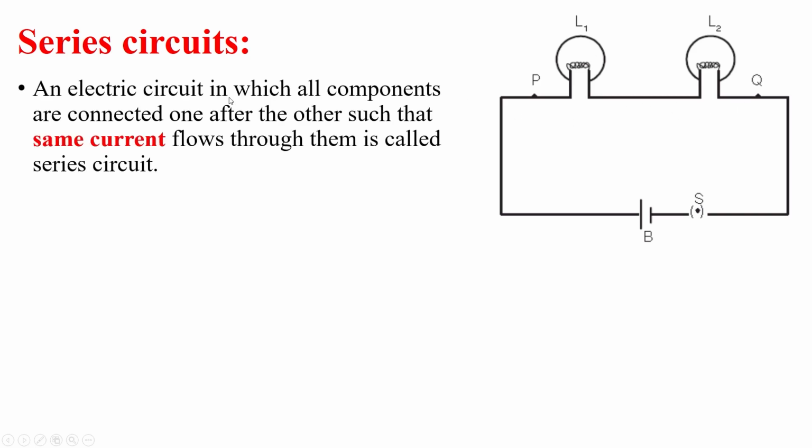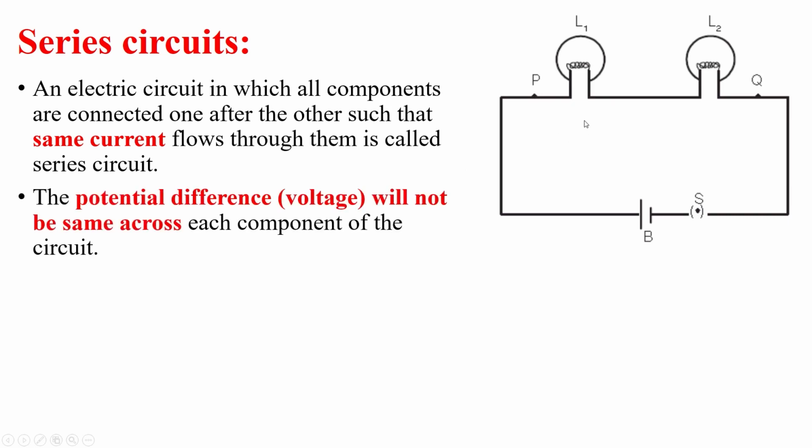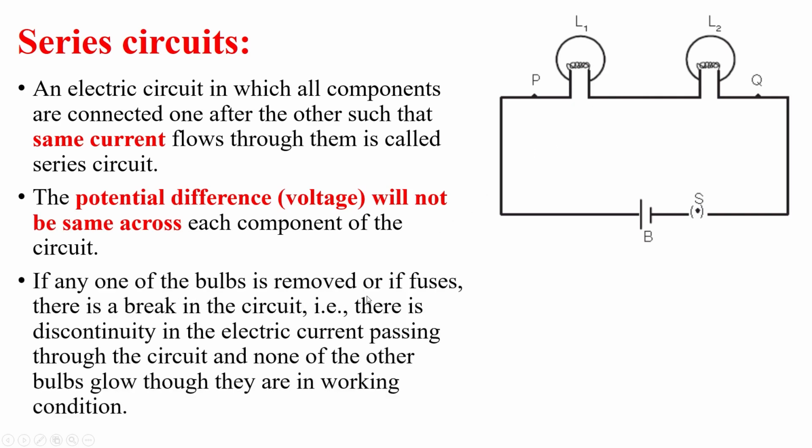So an electric circuit in which all the components are connected one after the other such that the same current flows through them is called a series circuit. Definitely the same current will flow through a series circuit, and the voltage across each component will not be the same. So the total voltage would be equal to the sum of the individual voltages. If any of the bulbs is removed or fuses, there is a break in the circuit. If we remove any component inside the circuit, the flow of current will stop in the circuit.